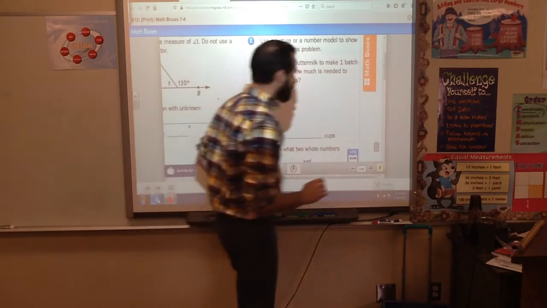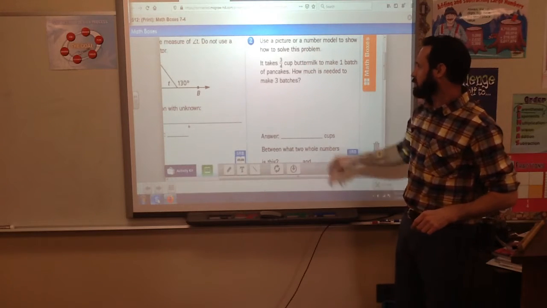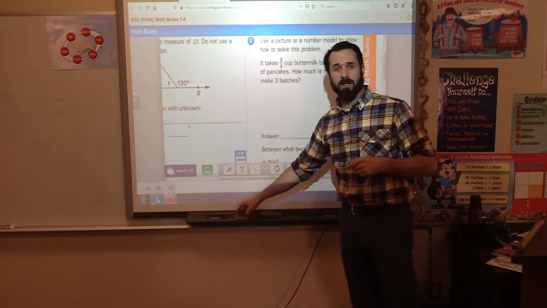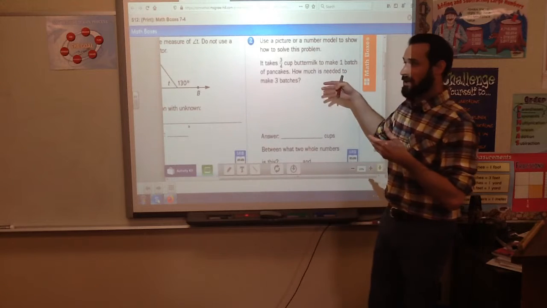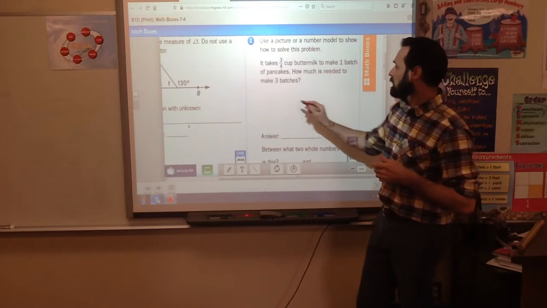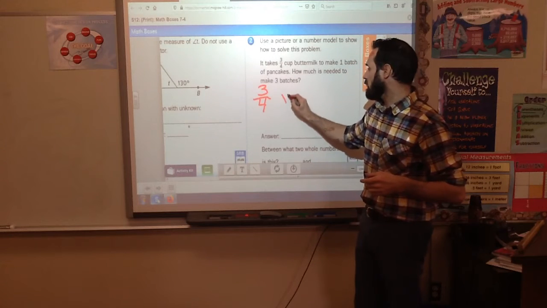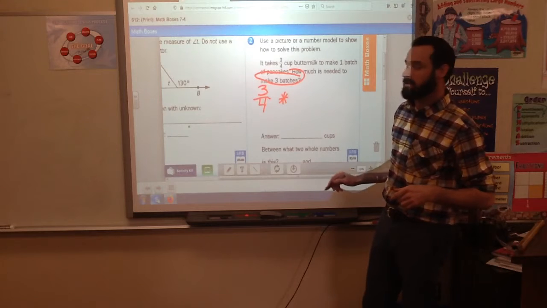On box 2, we're using a picture or a number model to show how we solve this problem. This is just multiplying a fraction times a whole number. It's what you did in the lesson, the actual page we did for 7-4. So it takes 3/4 of a cup of buttermilk. We're making 3 batches, so it's 3/4 times 3.